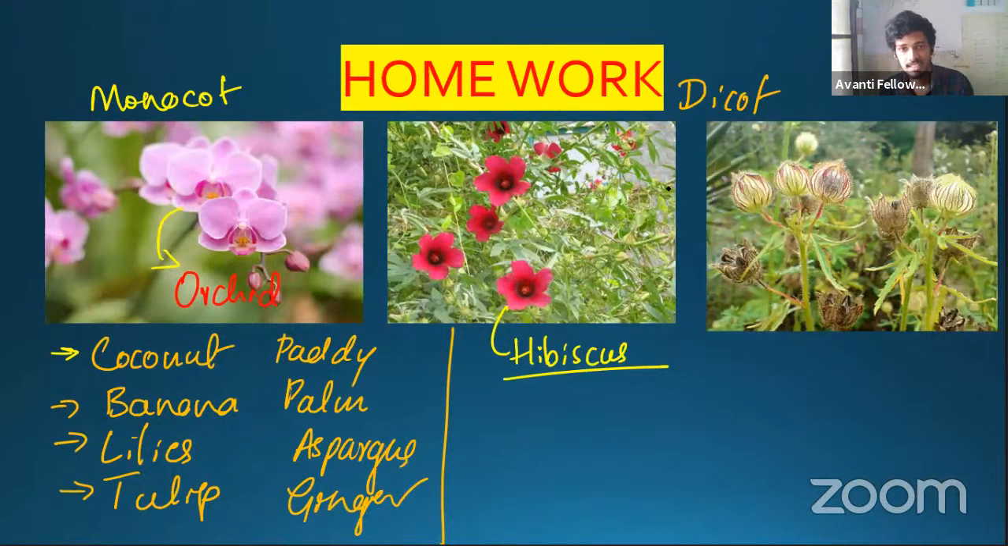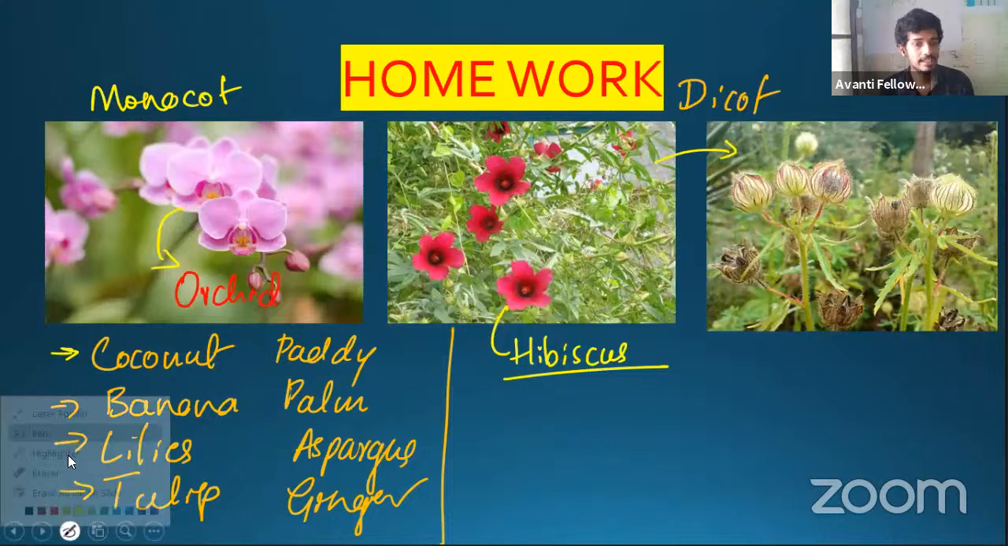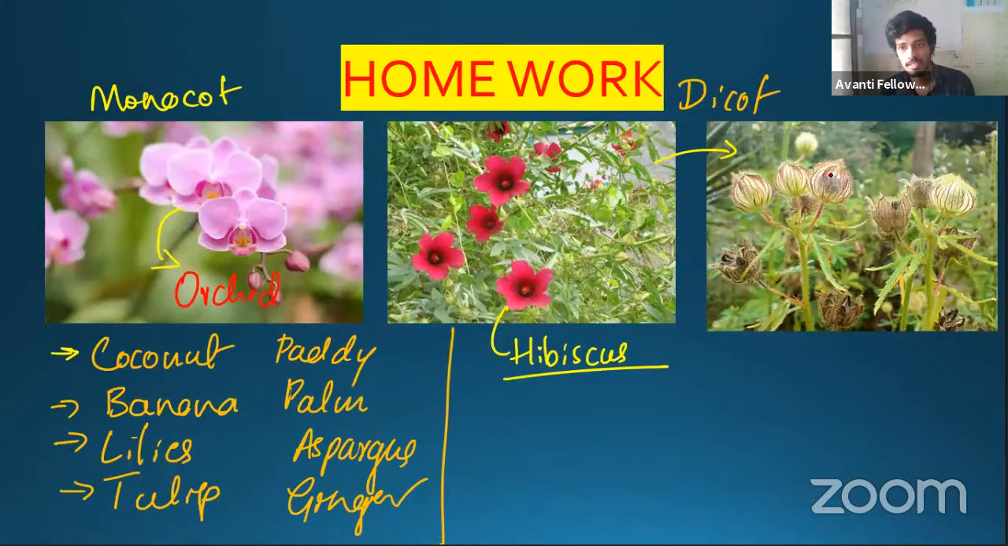So here you can see a wild variety, Hibiscus cannabinus. Here you can easily find the seeds. All these things are seeds only. It will be used in several processes. Some of these species are edible. Here you can see a black color seed.